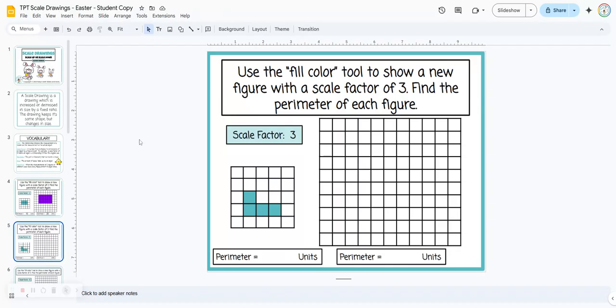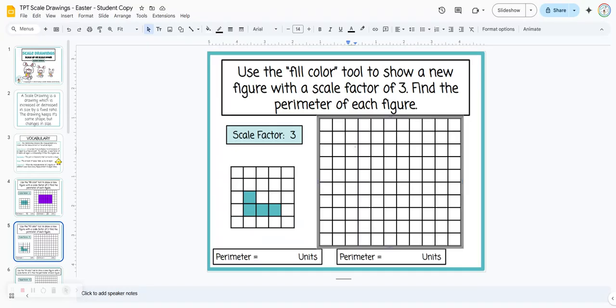Now the next one is a little bit more tricky. So this one we're going to scale up by a scale factor of 3. So each of these side pieces is going to be 3 units, or times 3. So here we've got 3 units at the top. Let's see, we'll do this. 3 units here, and then times 3, that means it's going to be 6 along the side. So they can highlight just a rectangle shape at a time.